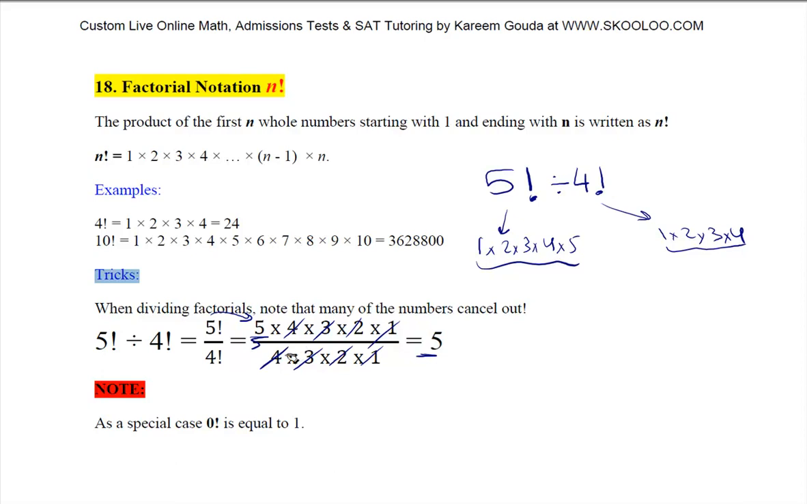There's a special case in mathematics, and it is the factorial of 0. The factorial of 0 always equals 1, not 0.